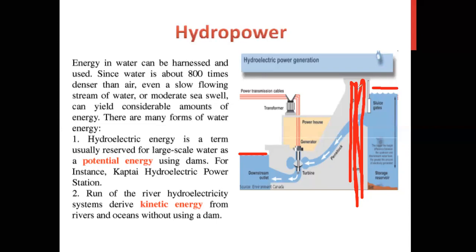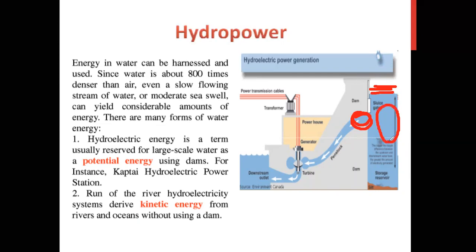In the dam, there is a gate. This is known as the sluice gate. When the water is available on this side, you can see that there is a huge pressure of water because there is a huge amount of water. And this is the potential energy of water.